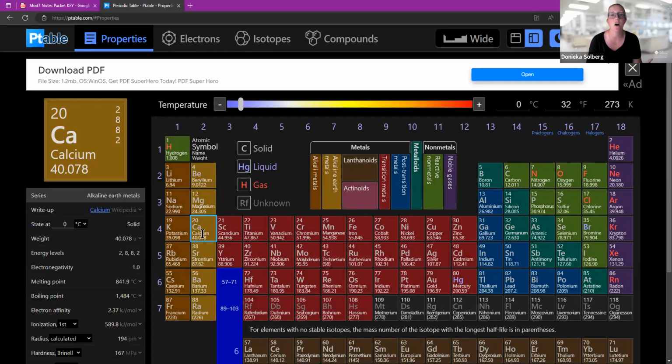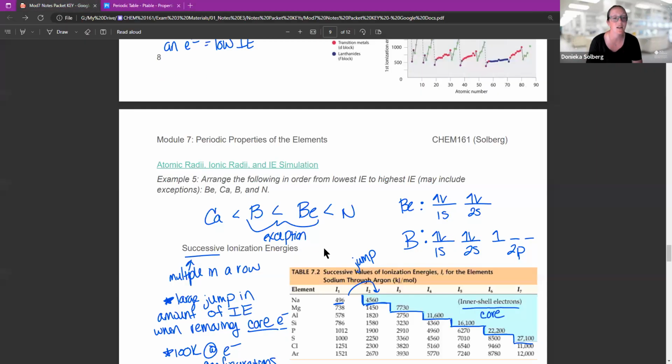Okay, so first of all, I know that Ca is going to have the lowest ionization energy. It's the most down and to the left. And then if I follow the general trend, then it should go Be, B, and then N. However, Be and B are in columns 2 and 3. Those actually will be switched because of the exception rule. So it should go Ca, and then B, and then Be, and then N. So there is an exception there, and you have to keep that in mind.